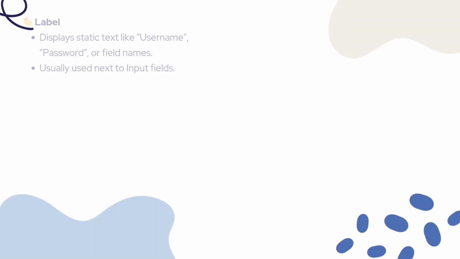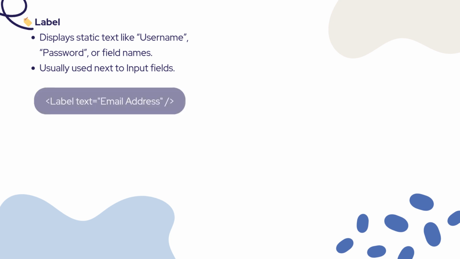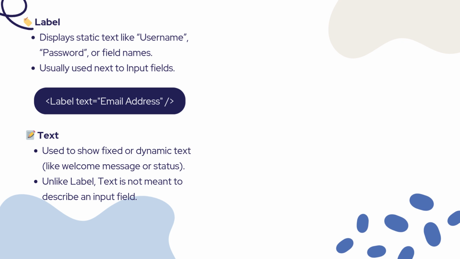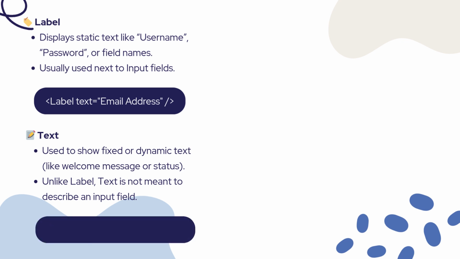Now, the label is used to display static text like username or password, usually placed next to an input field, as you can see in the XML example. And the text control is for showing messages or status updates. It is not tied to an input field like a label. As you can see, the below text tag.